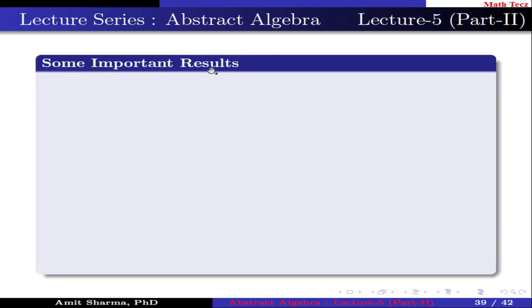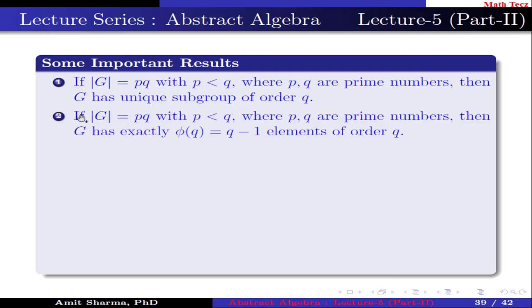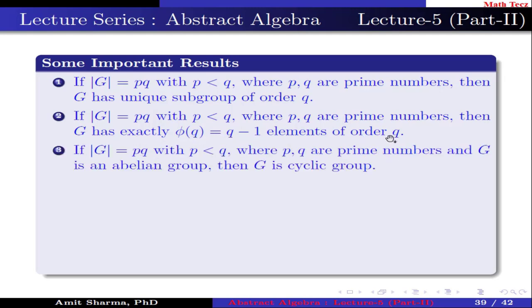Next are some important results. Number 1, if order of G is pq with p less than q, where p and q are prime numbers, then G has a unique subgroup of order q. Number 2, if order of G is pq with p less than q, where p and q are prime numbers, then G has exactly phi q, which is equal to q minus 1 elements of order q.